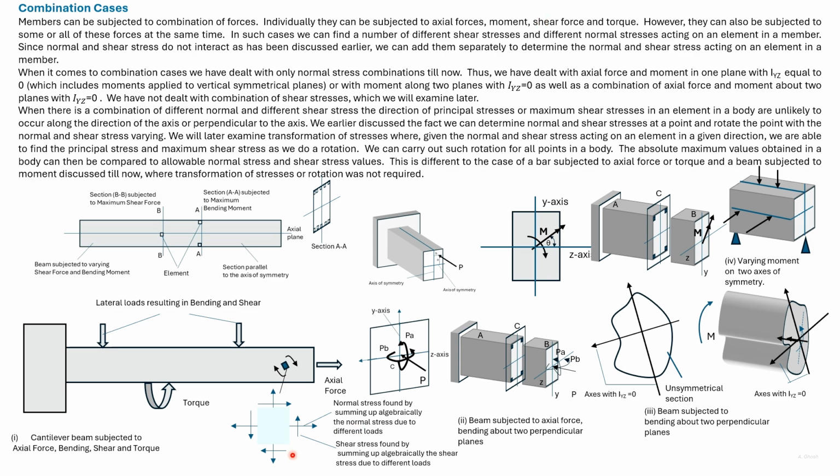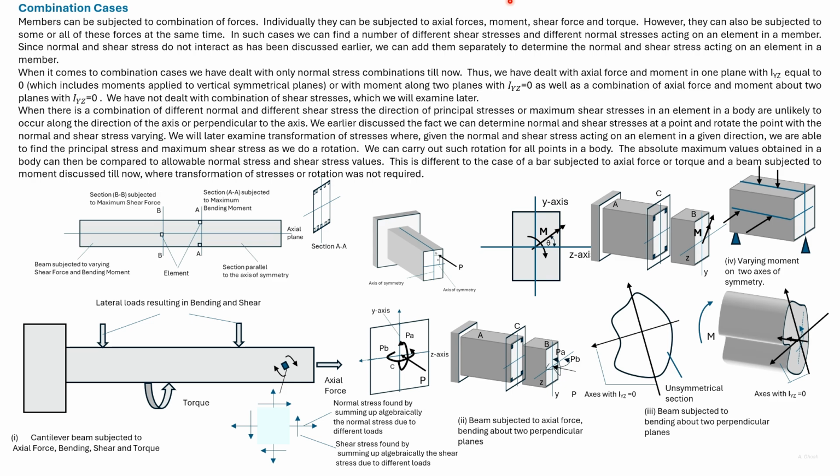At a point when you have this stress variation on an element, then you can rotate the element and find out the maximum normal stress and the maximum shear stress. We can do this for all points in the member, and as such we can find out the absolute maximum normal stress and the absolute maximum shear stress.